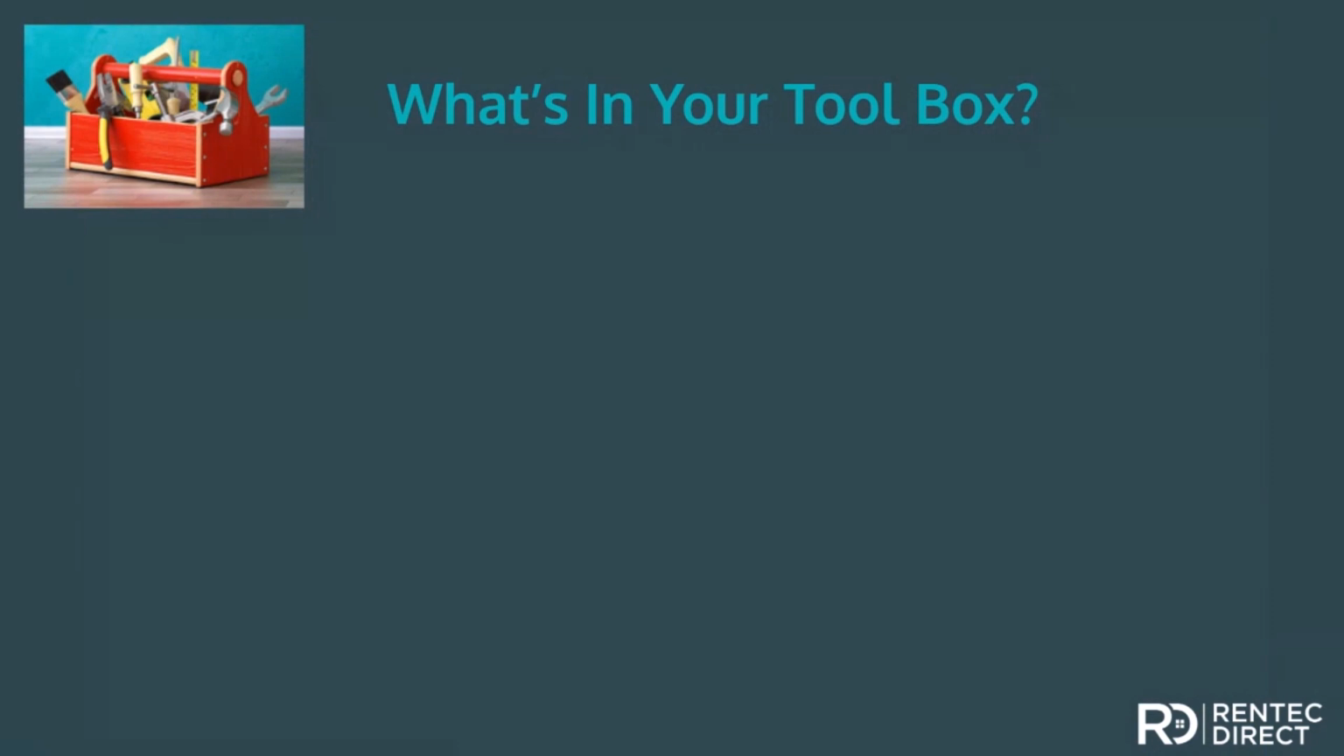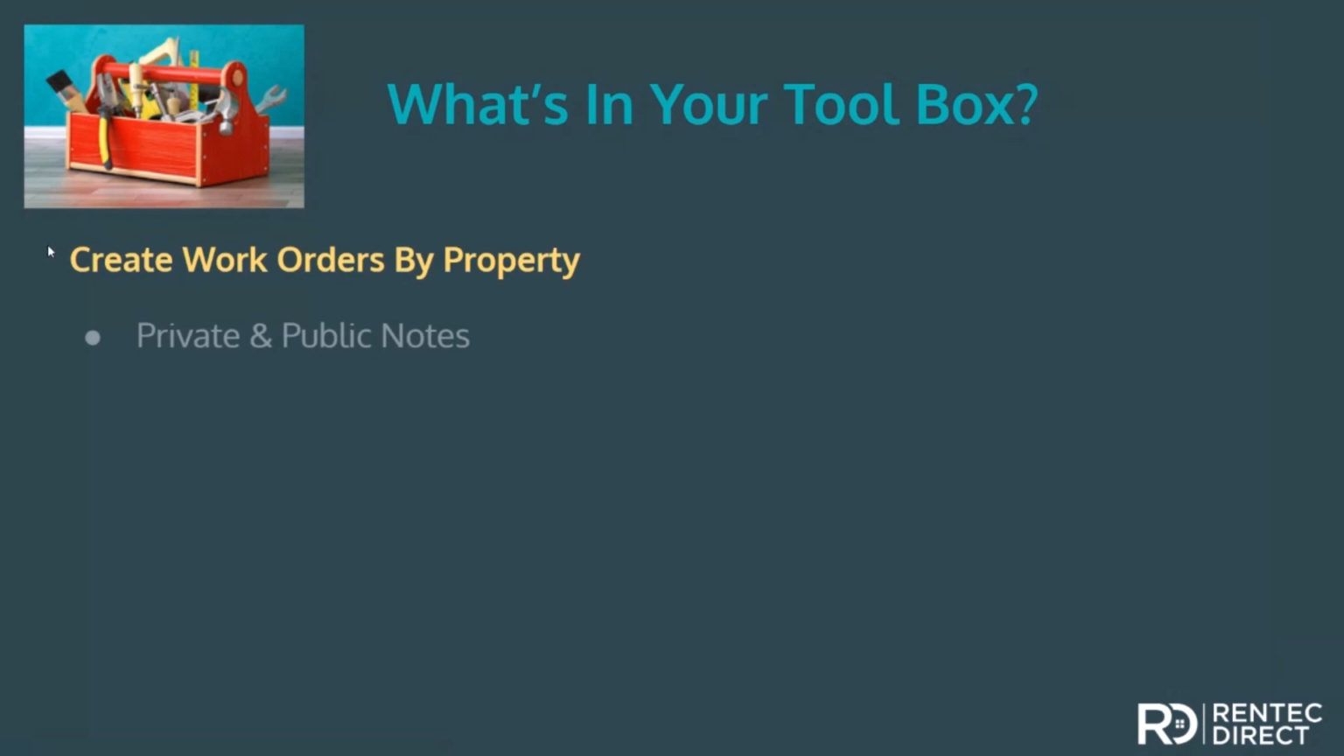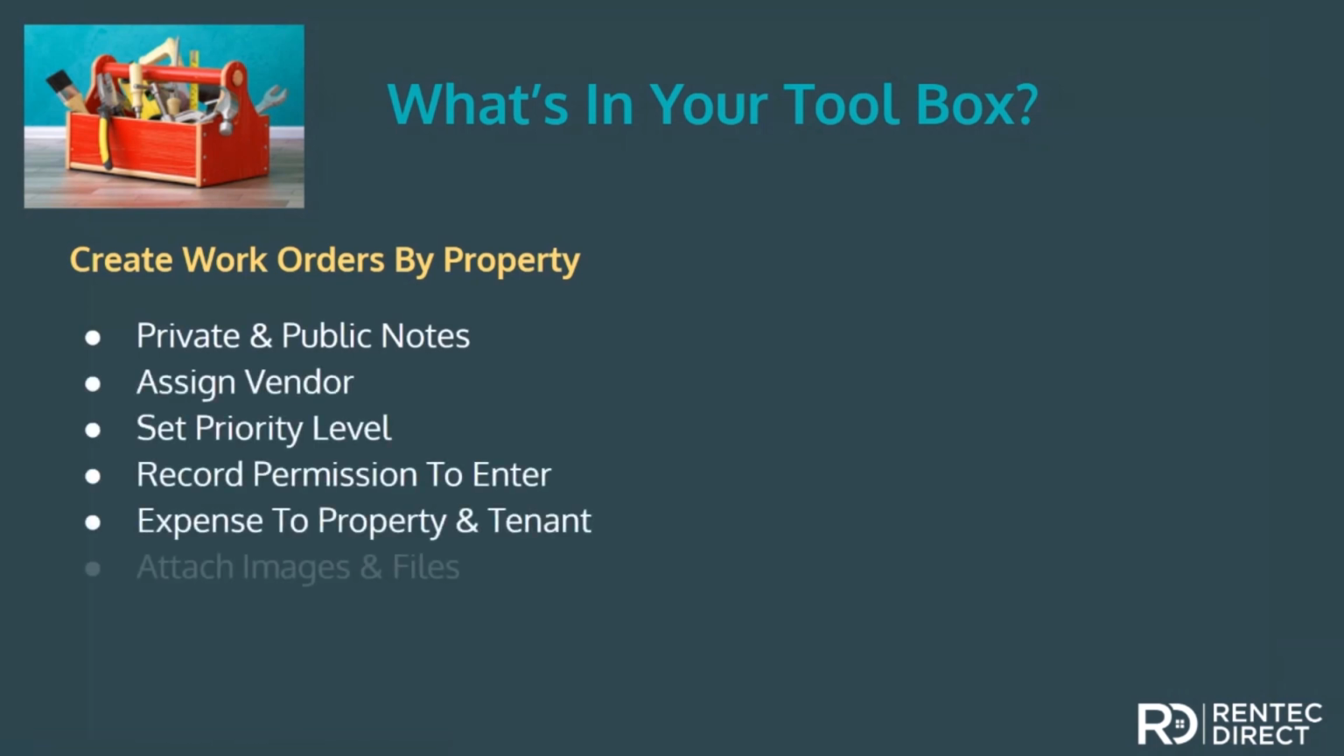Let's just get started learning. Your Rentec account is already equipped with tools to track your maintenance activity by property. So you don't need to worry about enabling any particular feature. It's already there for you. You can add in details about what maintenance your property needs, who you're going to have do the work, and how urgent the issue is. You can indicate if it's an occupied rental and notate if the tenant has given you permission to enter. There's even options to record expenses associated with that maintenance request.